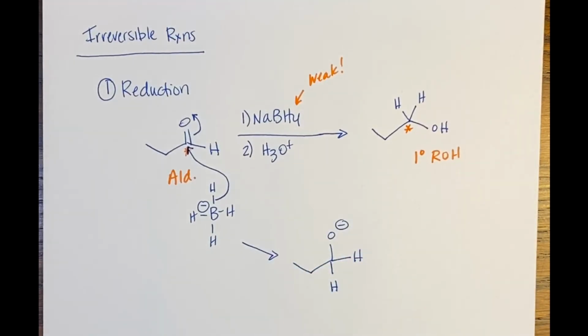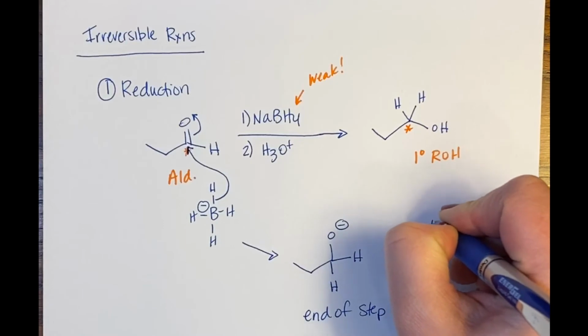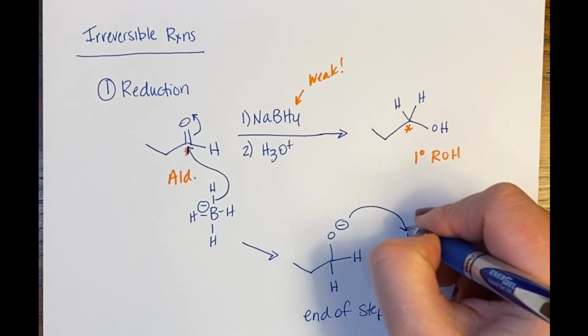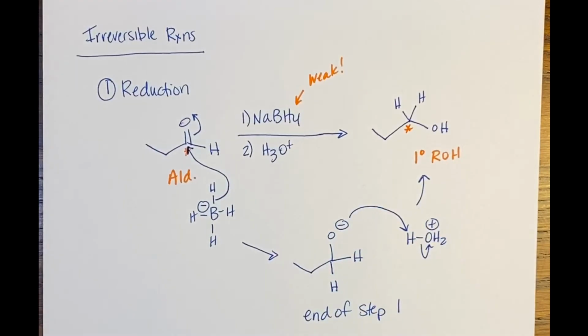This tetrahedral intermediate can't collapse. This tetrahedral intermediate doesn't have any leaving groups. And so this is what I have at the end of step 1. Once this intermediate forms, it's stuck. It's not until I add that acid workup that I can pick up my proton and make my final product, which is that primary alcohol.